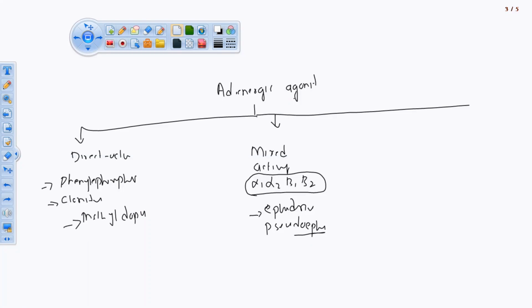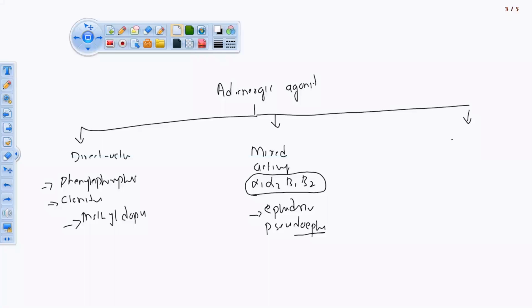If the question is the classification of adrenergic agonist, write it like this: adrenergic direct acting drug, mixed type of acting drug. Under direct acting drug, phenylephrine, the derivative of clonidine, derivative of methyl dopa. Mixed acting drug acts on almost all the receptors alpha 1, alpha 2, beta 1, beta 2, and the drugs which act on this are ephedrine and pseudoephedrine.